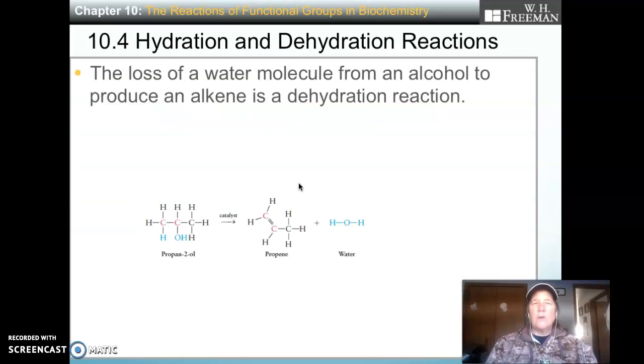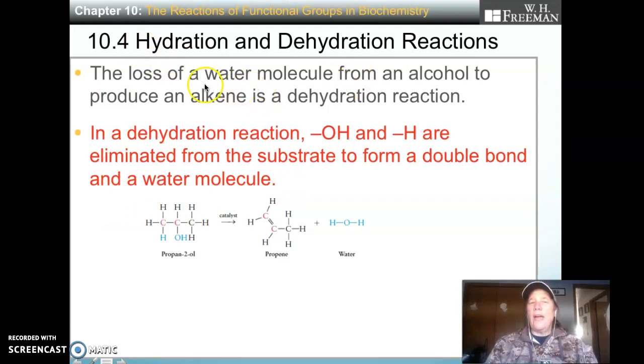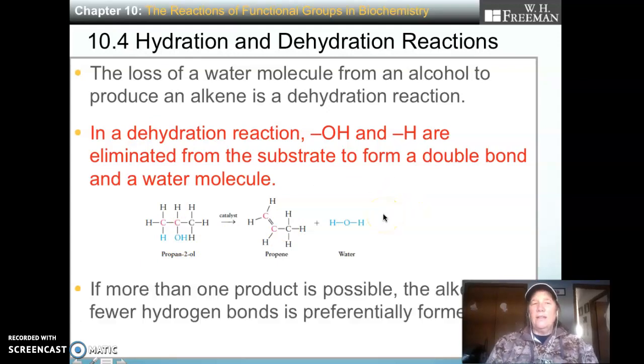We also have hydration and dehydration, and they're just like they sound. Hydration means adding water. Dehydration means taking away water. When you have an alcohol and produce an alkene, you're going to have a loss of water, so that's dehydration. In a dehydration reaction, the OH and the H are eliminated from a substance. You can see one here. We have an OH right here, and we get rid of it. Then you're going to end up with water because you take these 2 groups off. They're going to form water. So that's one way.